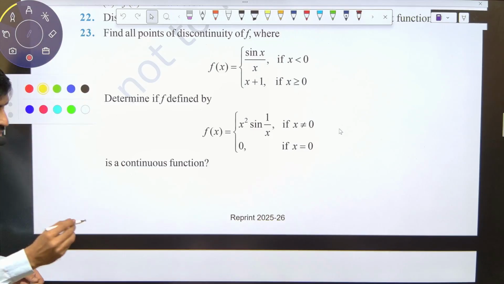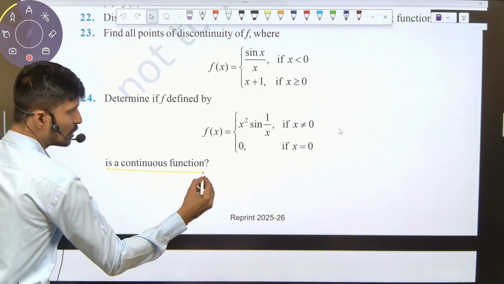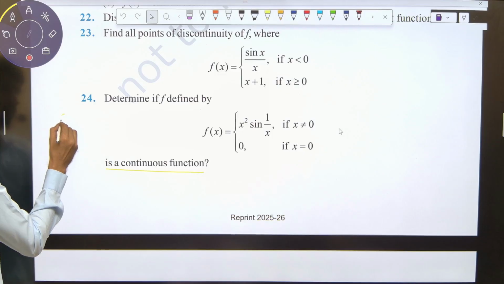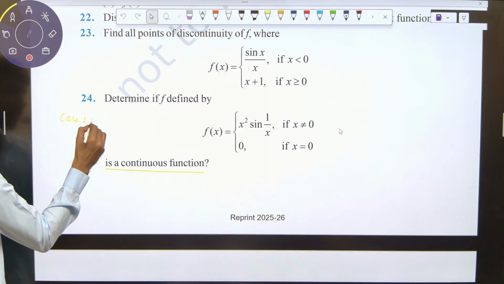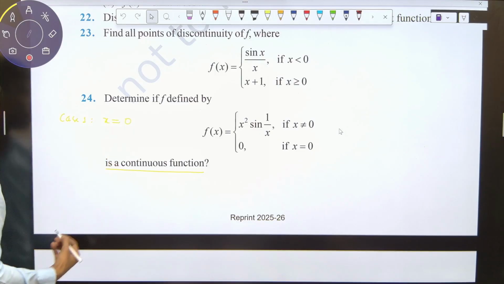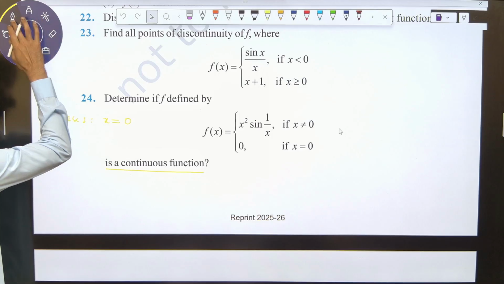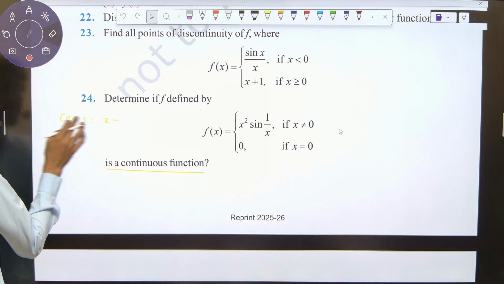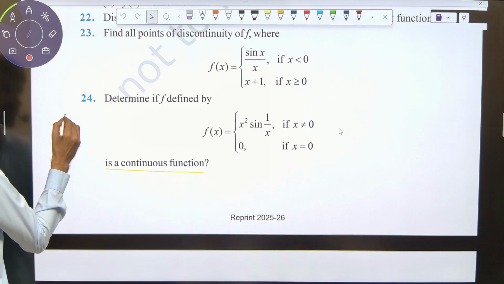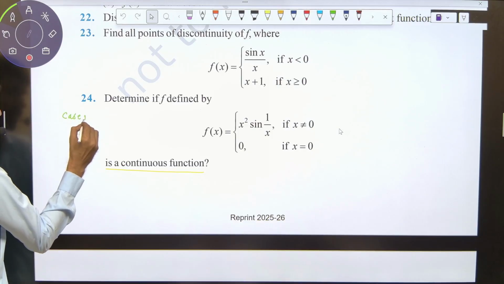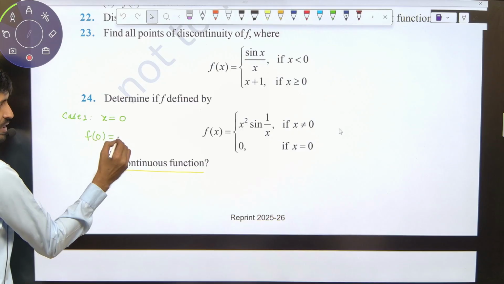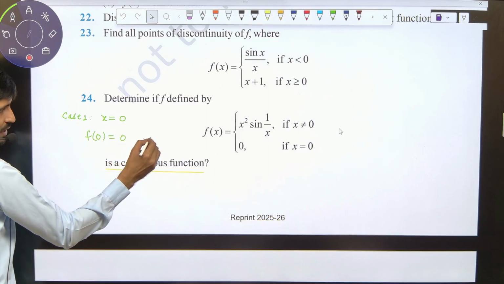Now, say this. We have to discuss continuity again. We'll divide it into three parts. Case 1, x is equal to 0. At x equal to 0, f(x) is equal to 0, and you'll say it is continuous.